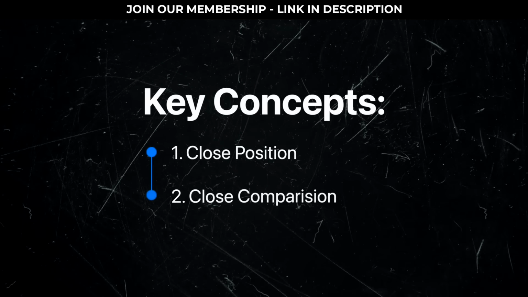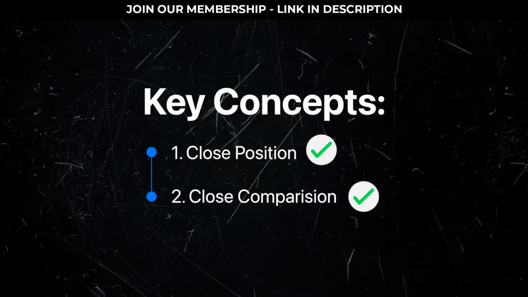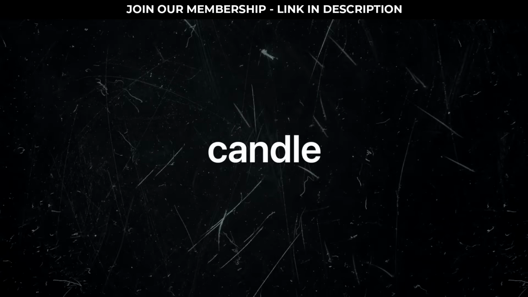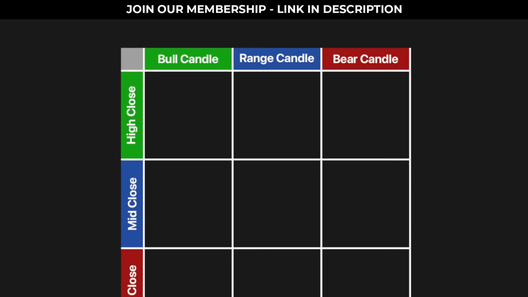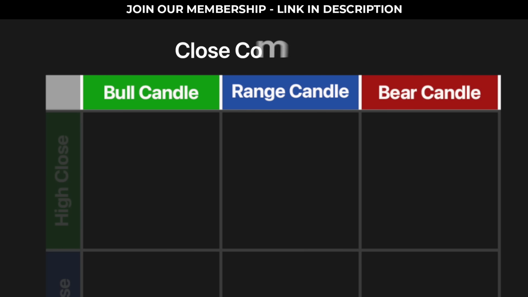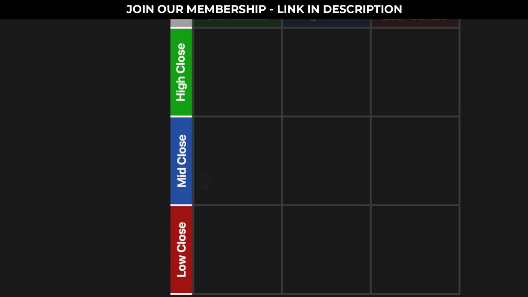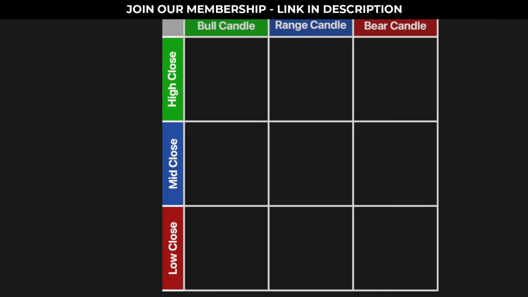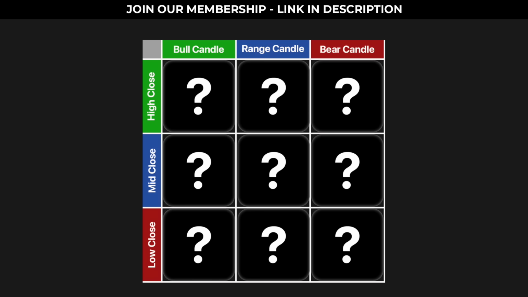Now that we have understood both of these concepts, we will combine them to create a process to analyze the market sentiment for each candle. This is the two-candle theory in action. To do so, I have created this table. We have created 3 rows on the x-axis for the close comparison: bull candles, range candles, and bear candles. On the y-axis, we have created 3 columns for the close position: high close, mid close, and low close. Using these concepts, there are 9 possible candlestick patterns. Let's cover each in detail.